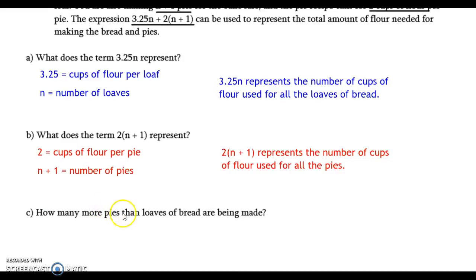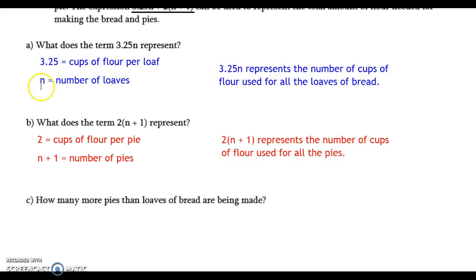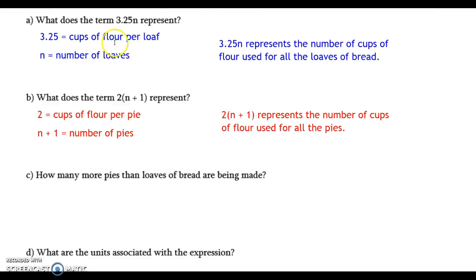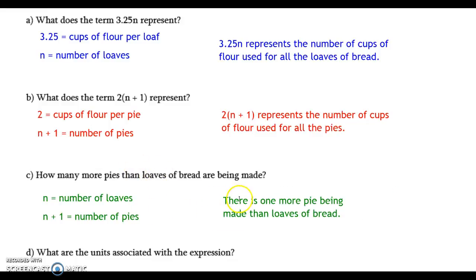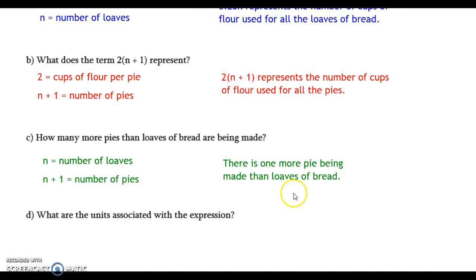For C, how many more pies than loaves of bread are being made? Well, you can look and see that n is the number of loaves, n plus 1 is the number of pies, so you can safely say that the number of pies is always going to be one more than the loaves of bread. And that leads to this confusing sounding sentence: there is one more pie being made than loaves of bread. In other words, if you count the number of loaves of bread and count the number of pies, the pies is one more.